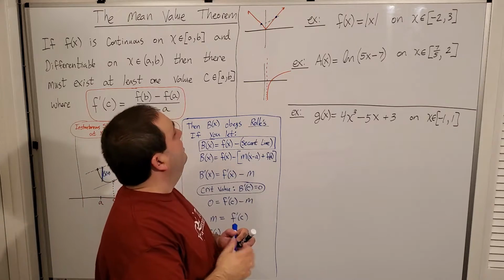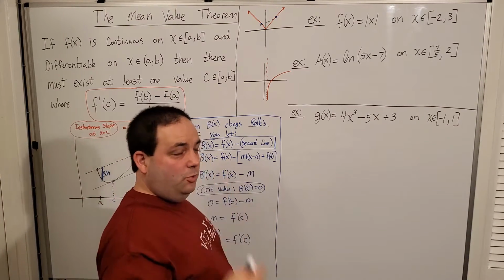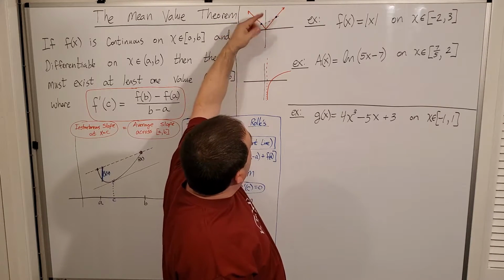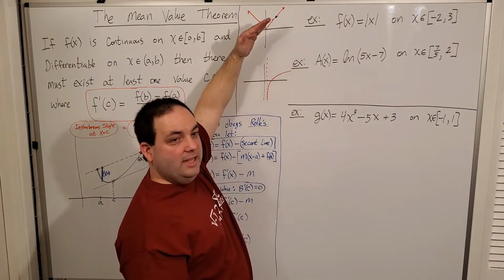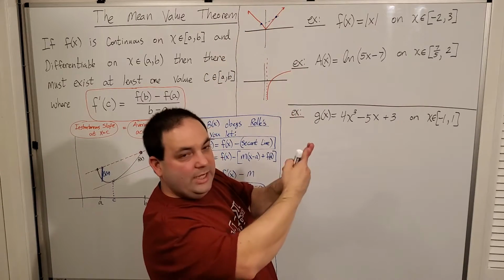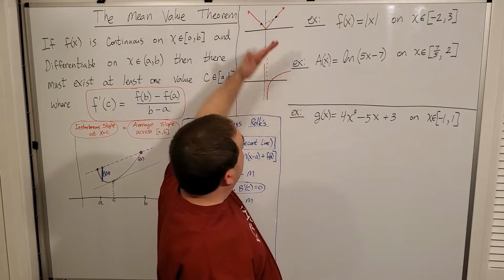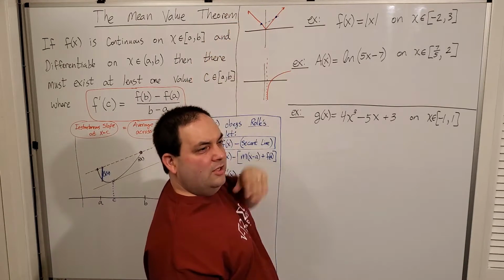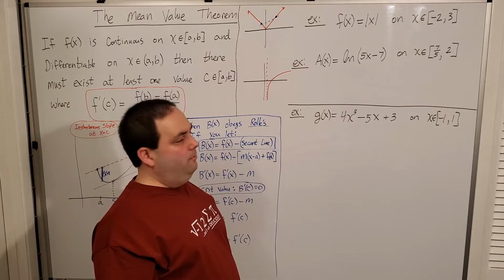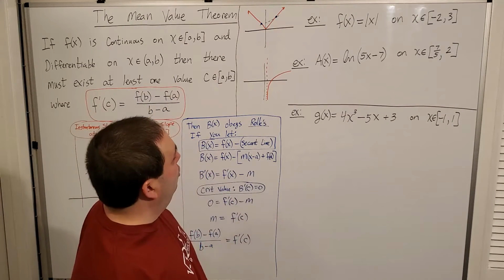Now notice it fails visually. There's no point where the secant slope right here is the same as the tangent slope. And you can tell because the absolute value function's sides are linear, right? Each side is linear, so it's either this slope or that slope. So then you're like, wait a minute, it fails. Mean value theorem's a sham. No, no, no, no. We broke a rule.